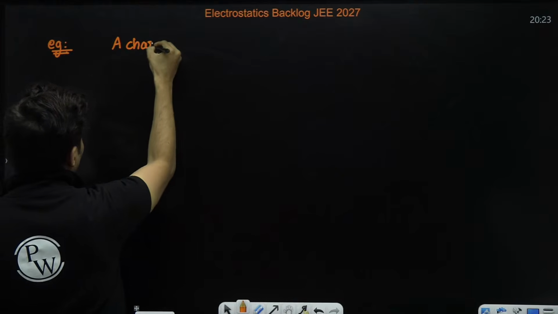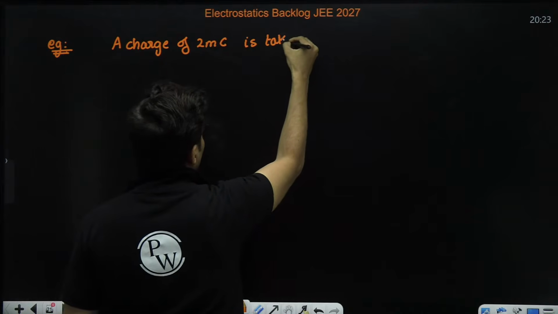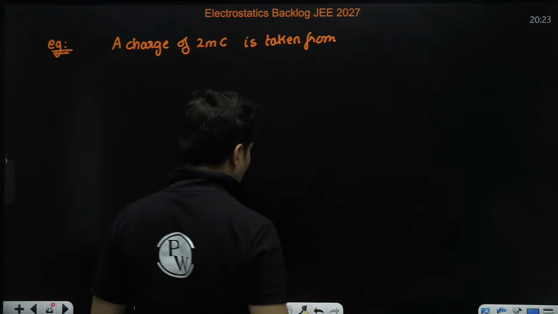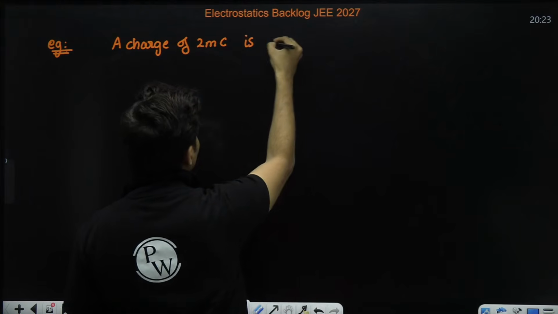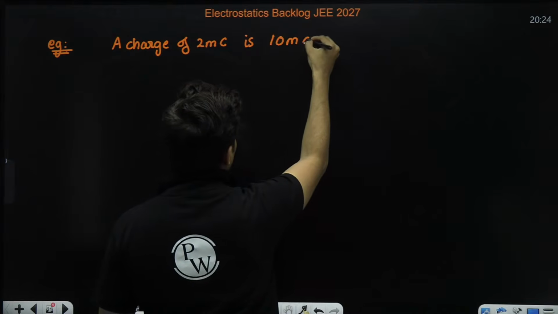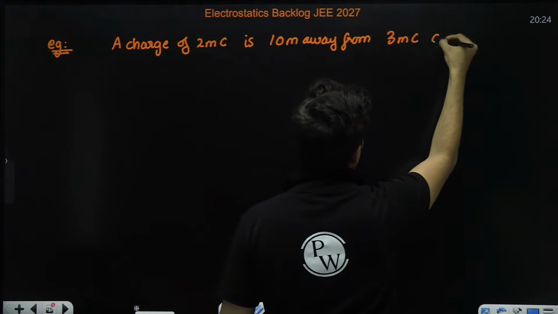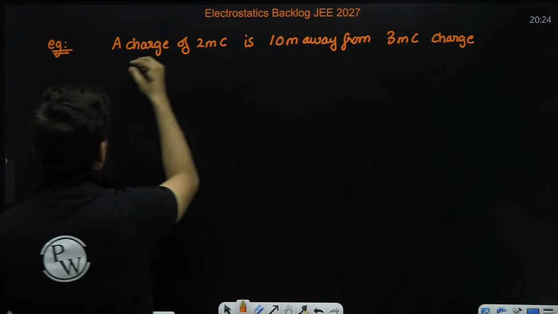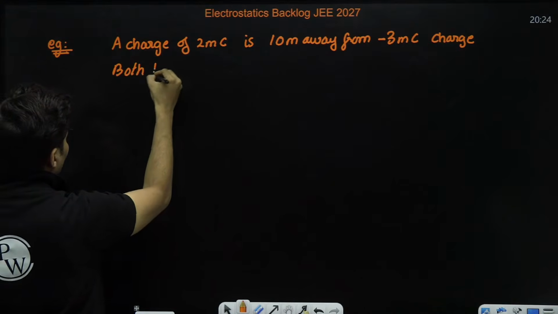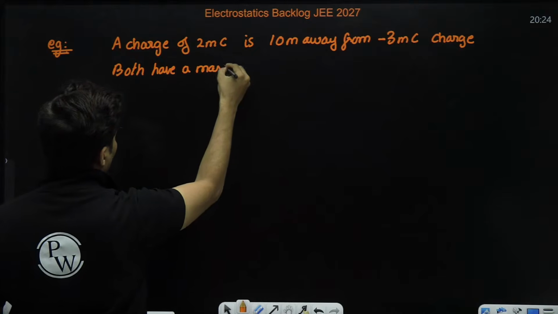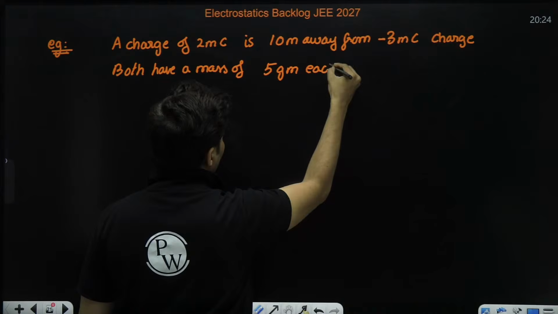A charge of 2 millicoulomb is 10 meters away from a 3 millicoulomb charge, actually minus 3 millicoulomb charge. Both have a mass of 5 gram each.